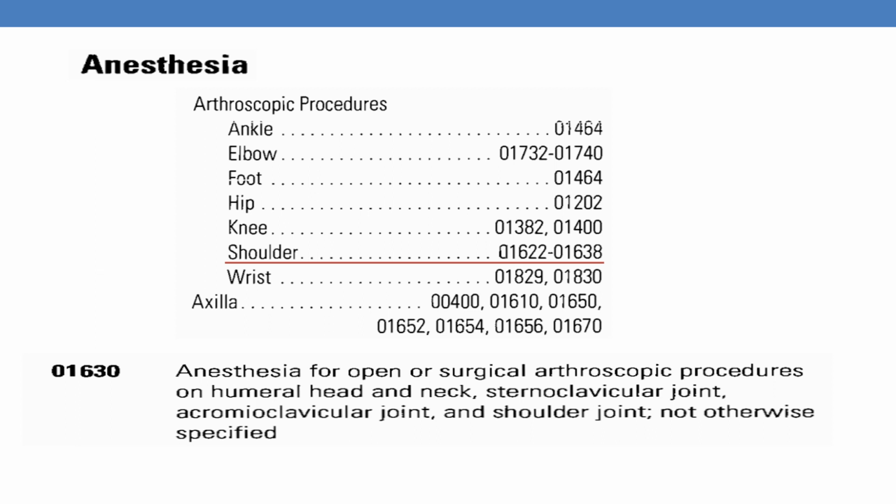If you go to the CPT index, under anesthesia, you can find arthroscopic procedures. Under arthroscopic procedures, you can find shoulder joint, because here the arthroscopy is performed for humeral neck. So under shoulder, the CPTs are 01622 to 01638. And if you go for the CPT description of 01630, it indicates anesthesia for open or surgical arthroscopic procedures on humeral head and neck, sternoclavicular joint, acromioclavicular joint and shoulder joint, not elsewhere specified. So the correct CPT is 01630.